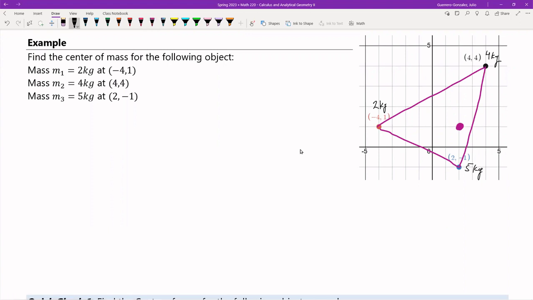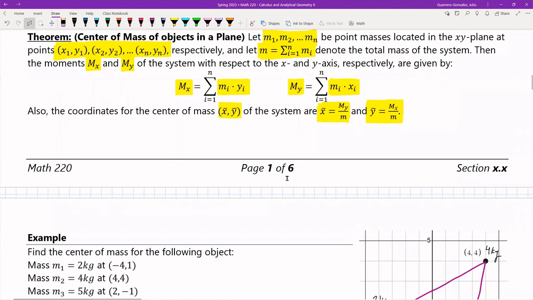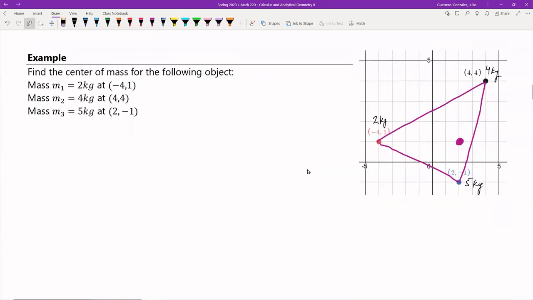Okay, so the first thing that we need, according to above, is the total mass, and then we need both the moments, the Mx and the My. The total mass is just like you think. You grab the two, 11 kilograms. That's the total mass of our system, right?